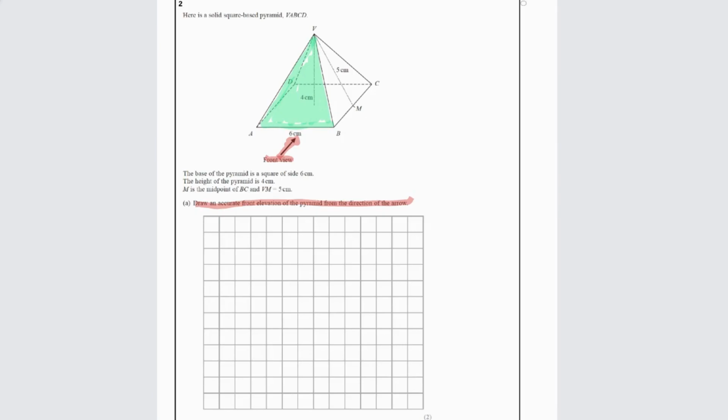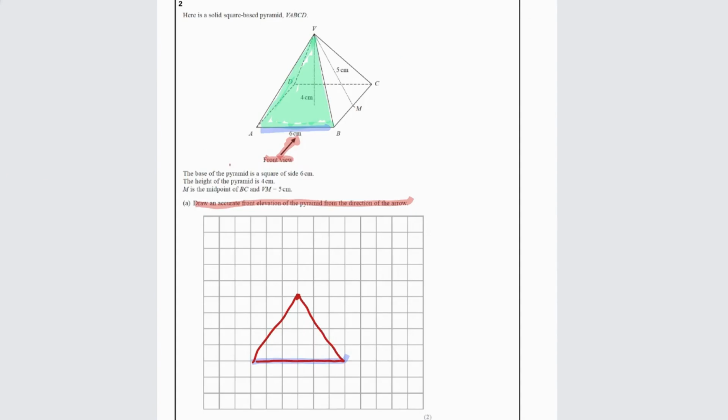Now we know the base is 6 centimeters, so that's going to be 6 squares. And we also know the height is 4. So we need to figure out where the height goes to. So from the middle, up 4 squares, so it goes to there, and then we can just draw in. We should use a ruler. This is our triangle, and that's what you'd see if you were looking from the front.